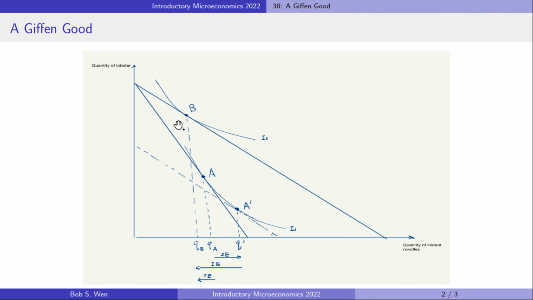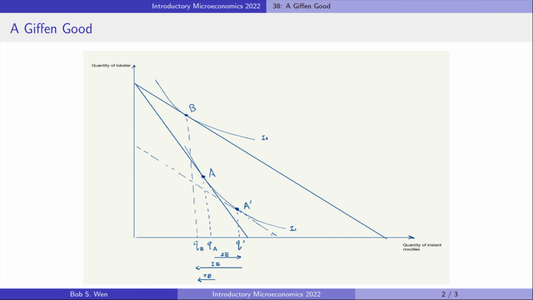When the instant noodles price drops, the budget line rotates outwards. I draw an imaginary budget line that is parallel to the new budget constraint and tangent to the initial indifference curve. The movement from A to A prime is the substitution effect. The consumer buys more instant noodles because the relative price of instant noodles drops. Instant noodles become cheaper, and the consumer buys more of the relatively cheaper good.